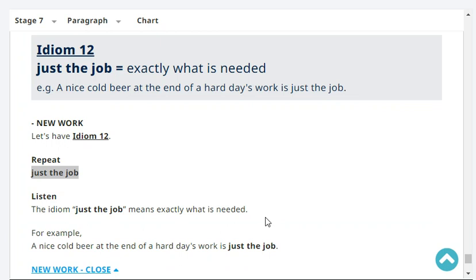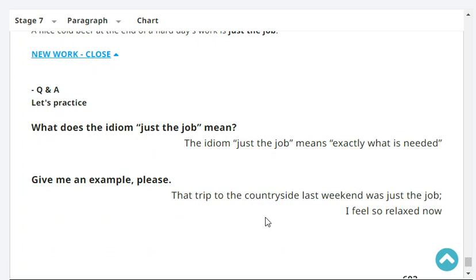Let's practice. What does the idiom just the job mean? The idiom just the job means exactly what is needed. Very good.